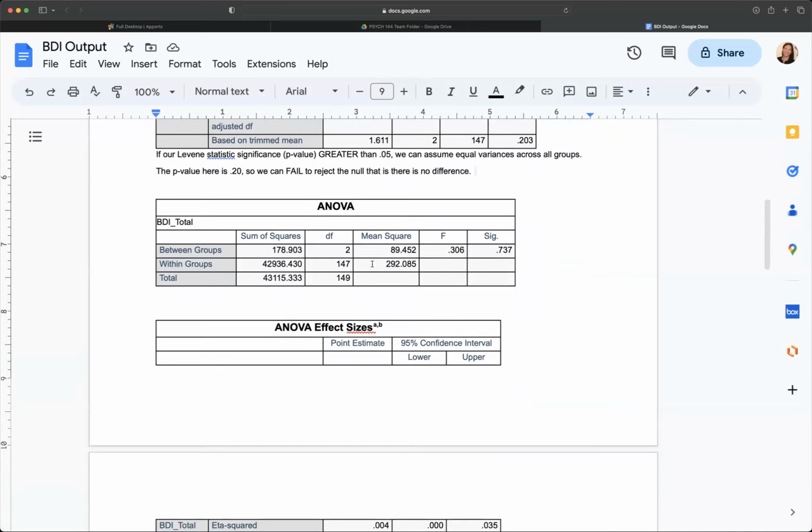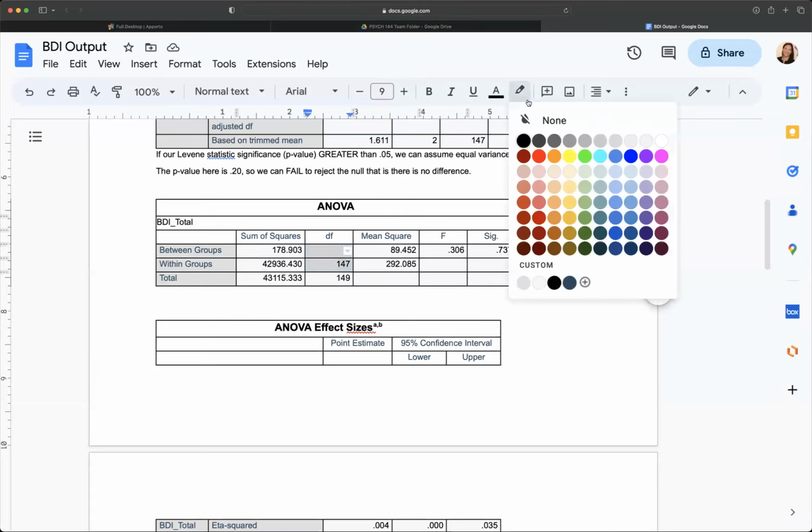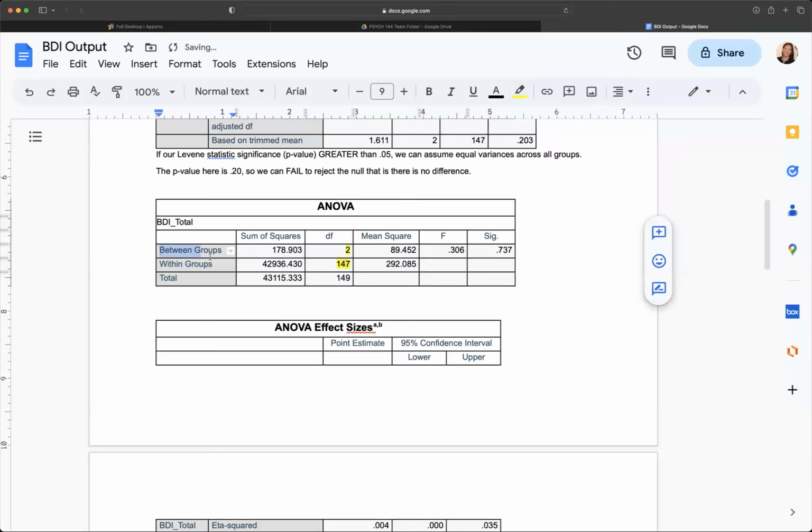So now we need to talk about our actual ANOVA results. Here where it says ANOVA, this is your ANOVA table. You're getting a lot of information. This is your between groups. So we're looking at variation between groups and also within groups. And we're going to report our degrees of freedom between and within, which is this right here.